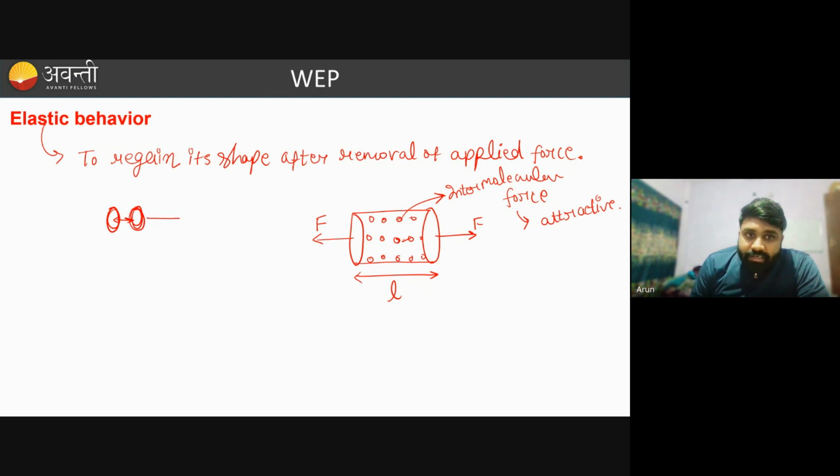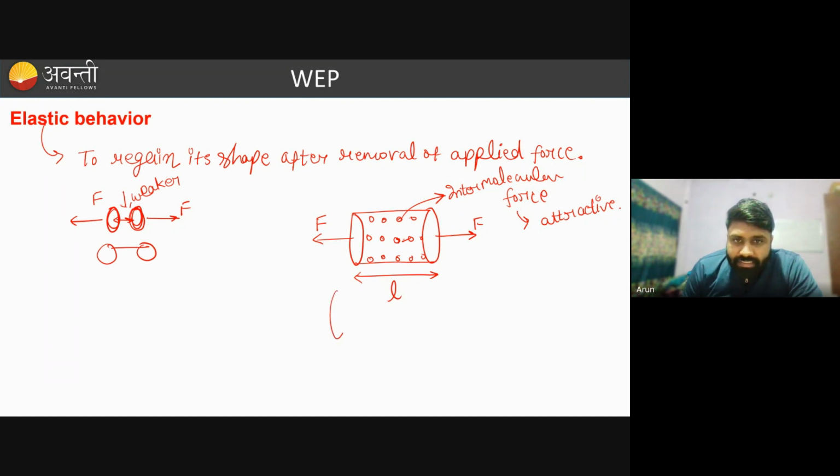But when we apply the external force, these forces try to reduce the amount of intermolecular force they are possessing. So due to this, the intermolecular forces become weaker and weaker. So the separation between these molecules will increase. Hence, we will see an extension in length of the rod. Let's say this extension is of delta L. The initial length is L, and now it is extended by an amount of delta L.